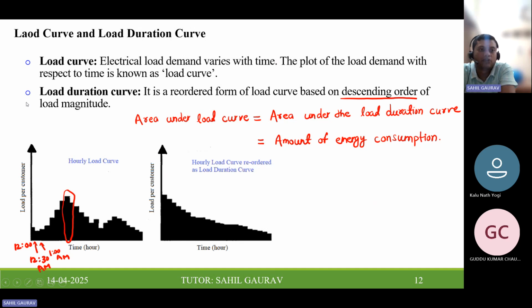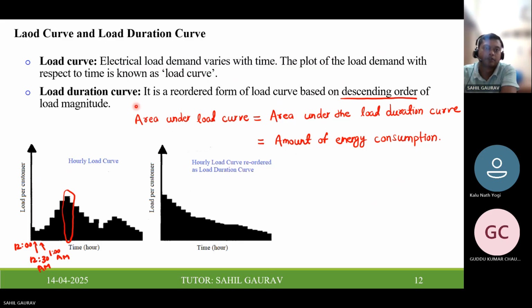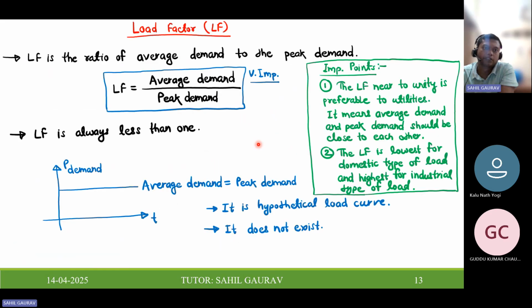Now, what do we mean by load curve and load duration curve? Electrical load varies with time, we know that, and this plot of load demand with respect to time is known as the load curve. While the load duration curve is derived from a load curve based on the descending order of load magnitude. And the area under the load curve is equal to the area under the load duration curve, that is, the amount of energy consumption.